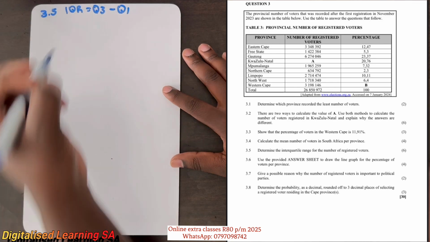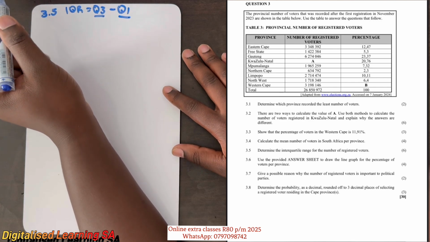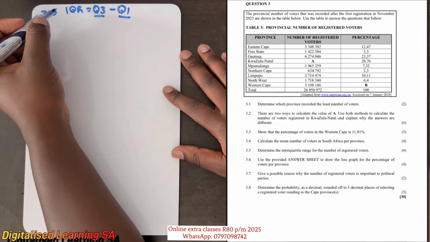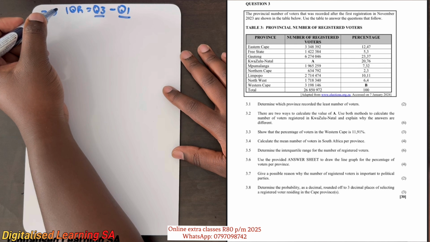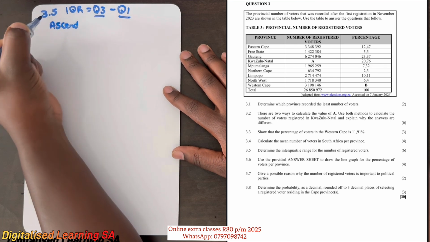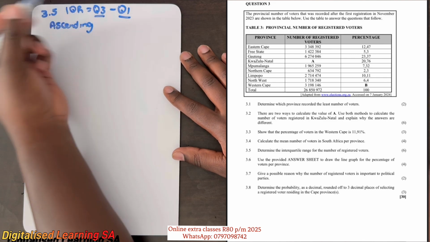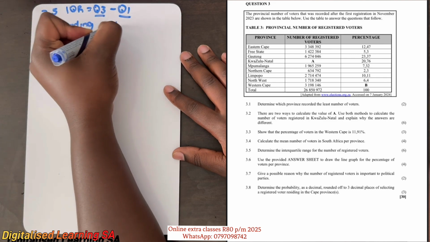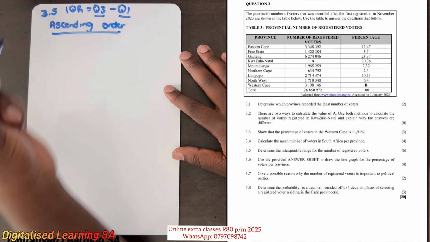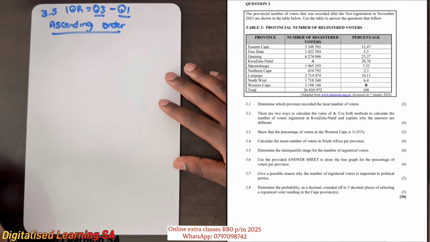But how do we get Q3 and how do we get Q1? First we need to arrange our data, the number of registered voters, in ascending order, to be able to define Q1 and Q3. What does ascending order mean? It means from lowest to highest.